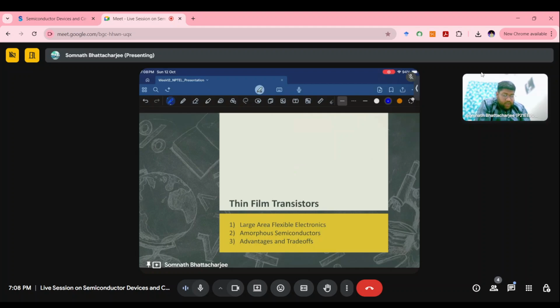So first we have already learned what large area electronics are, what flexible electronics are, and why we need them. Then we'll learn about amorphous semiconductors, different types of amorphous silicon. Up until now, we have learned about silicon, germanium, and these kinds of things. Those are the crystalline semiconductors. So what are the advantages, and there might be some trade-offs, obviously. What are these trade-offs, and what more benefit do we get from utilizing these amorphous semiconductors?